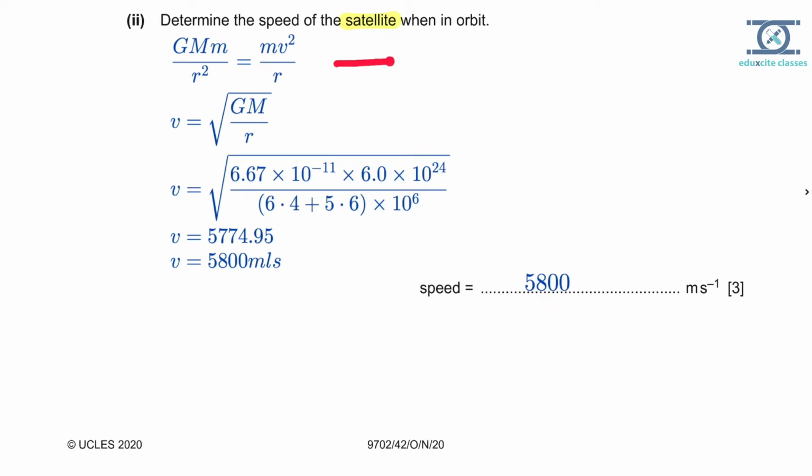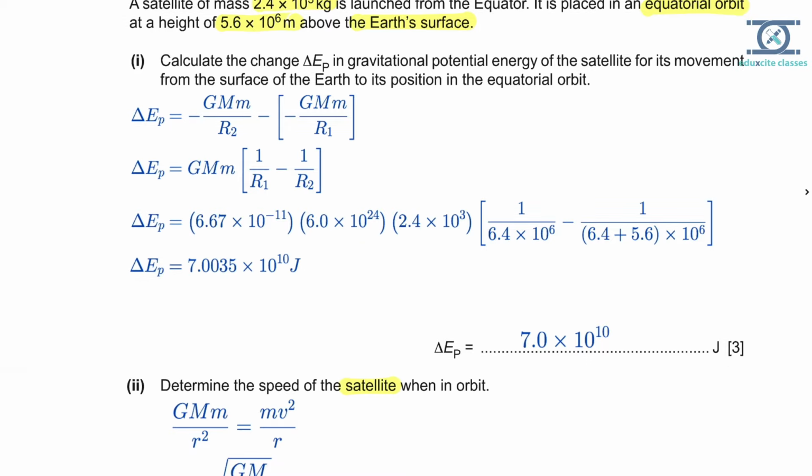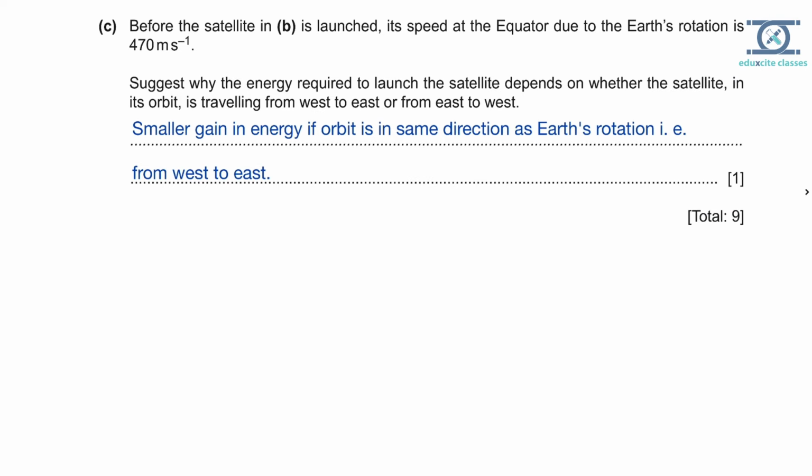So 1 mark for the equation, 1 mark for the substitution, and 1 mark for the final answer. Here in the previous question also 3 marks: 1 mark for the equation used, 1 mark for the substitution, and 1 mark for the final answer. Okay. Now the C part.